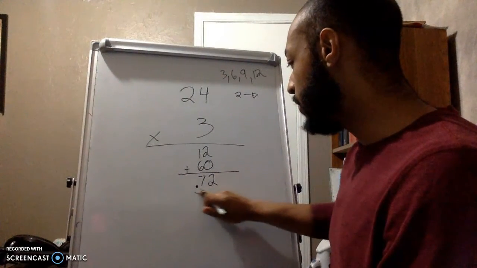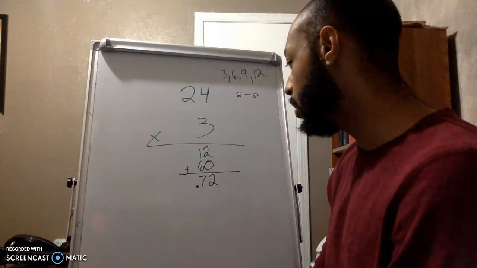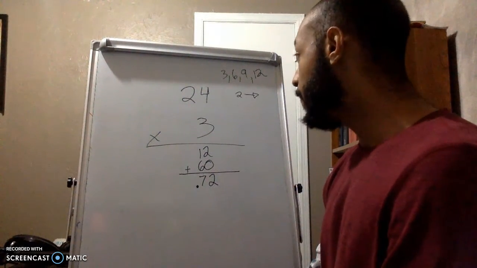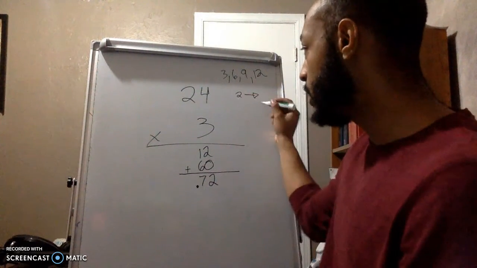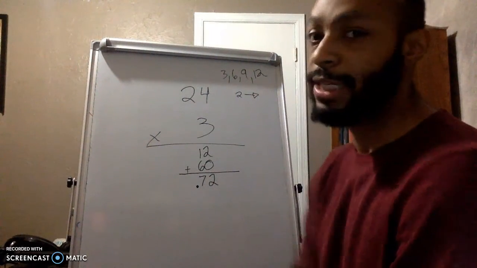And it's going to give us our answer of 0.72, 72 hundredths. Because if I move my decimal to the left or to the right, I have to move it back to the left at the end of the equation.